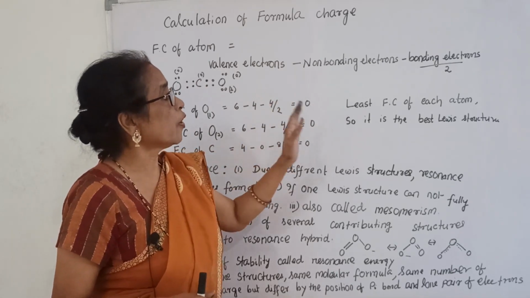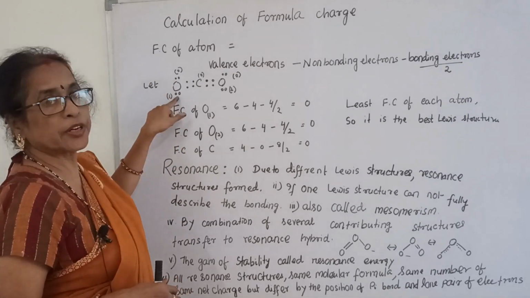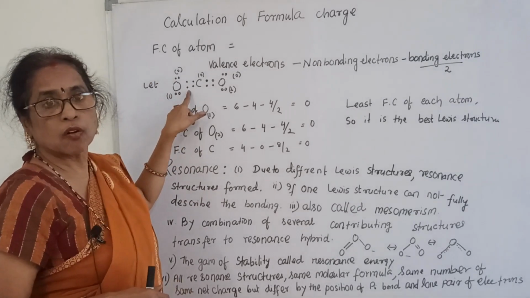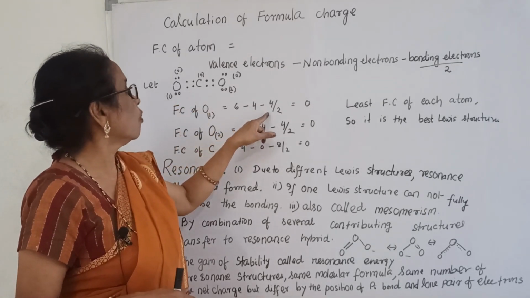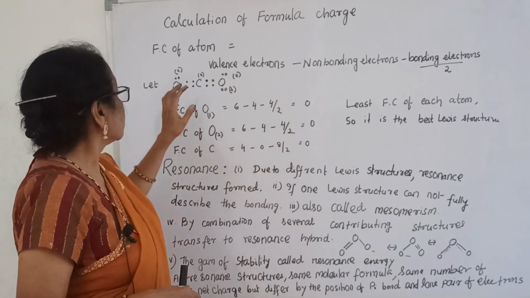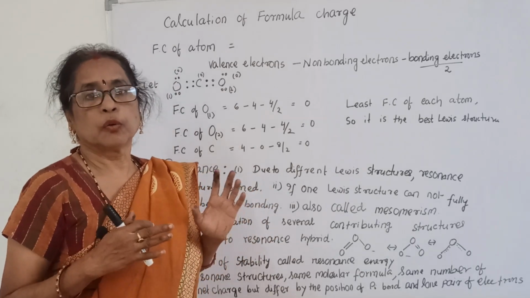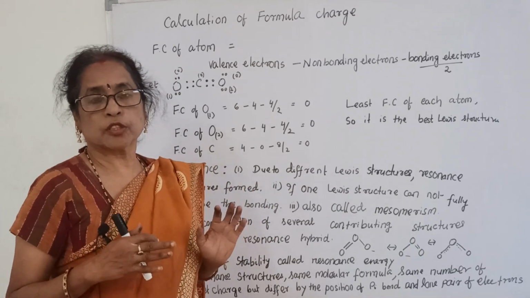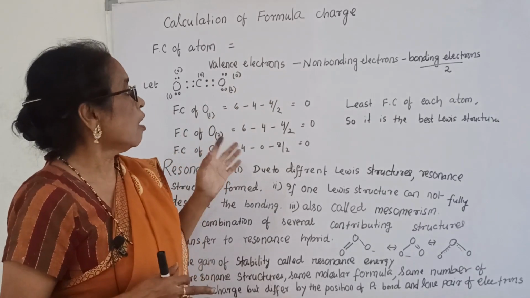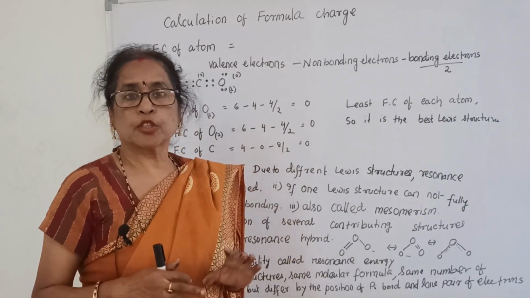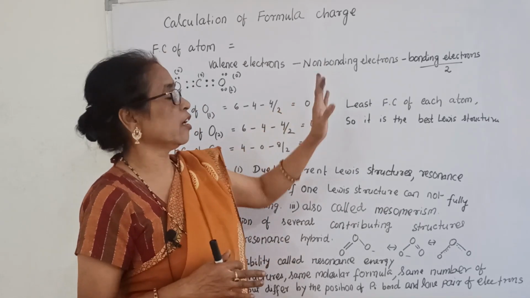Next, minus bonding electrons divided by 2. Now see, on oxygen, these are called non-bonding electrons, and these 4 are called bonding electrons. Here the bonding electrons are 4, divided by 2. So what is the meaning here? Valence electrons, from the group, atomic structure, or configuration, you can say the number of valence electrons. Non-bonding electrons means you will see the structure, the electrons which are not involved in forming bonds, that is non-bonding electrons.